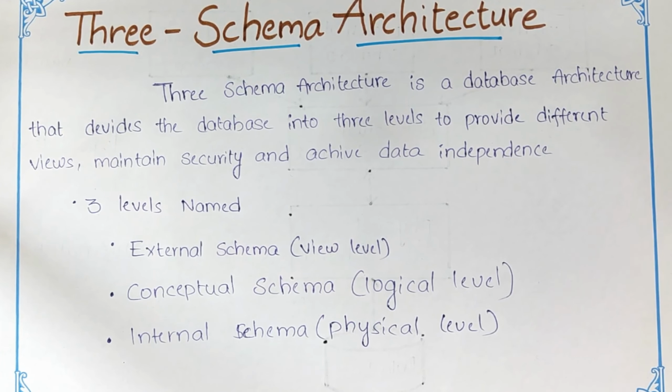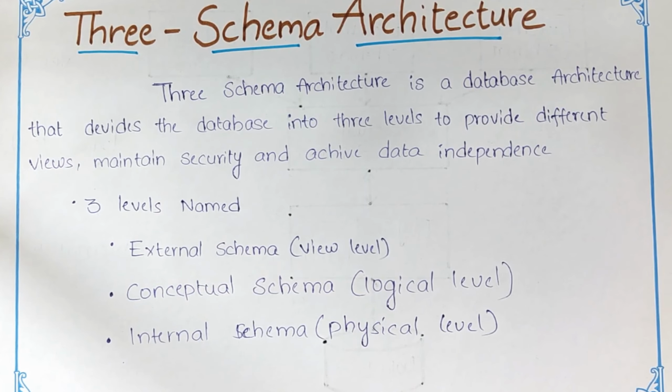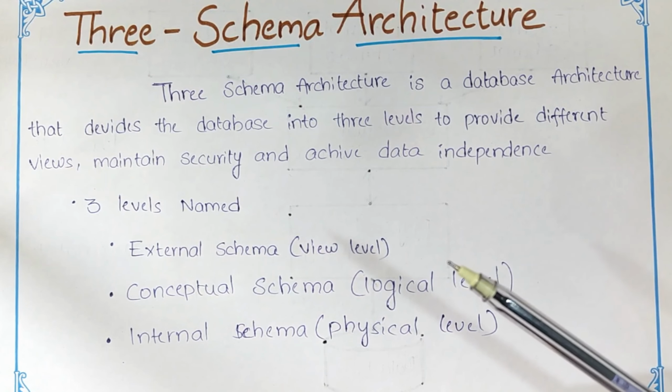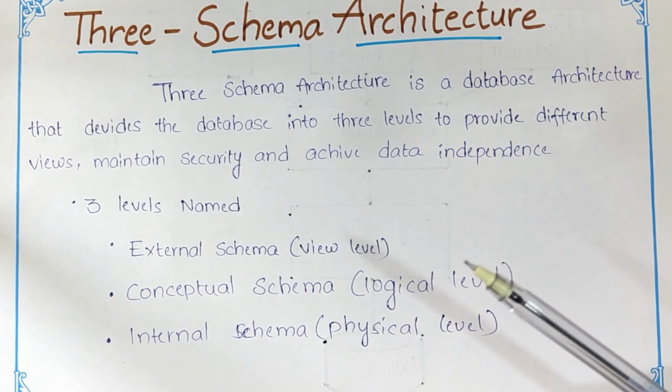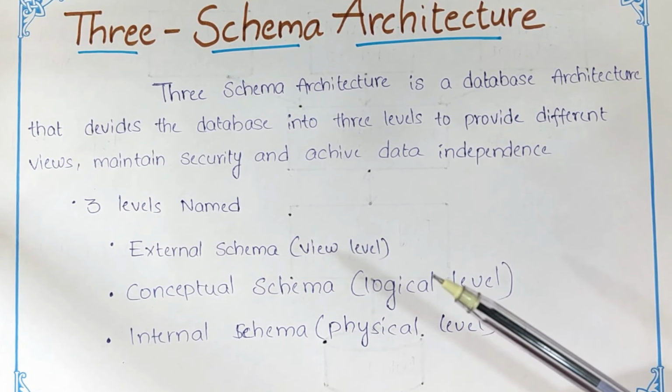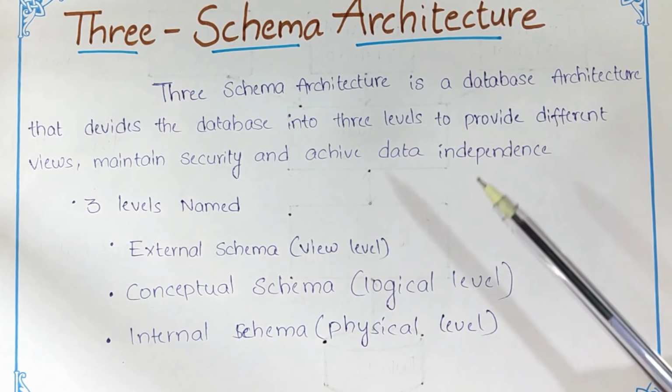In today's video, we'll understand three schema architecture or three-level abstraction in DBMS in the simplest way possible. Here, what is meant by abstraction? Abstraction means hiding the implementation part and showing whatever is needed to the user. Like we don't need to know what is happening inside, right? We only see the external part. This is what abstraction means.